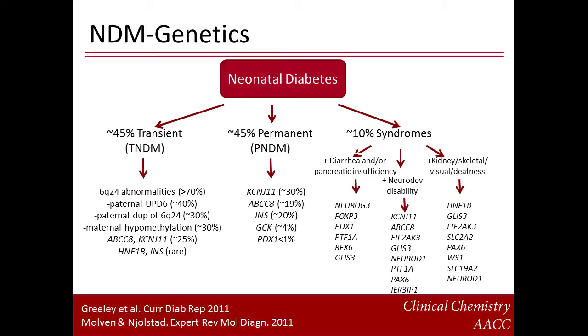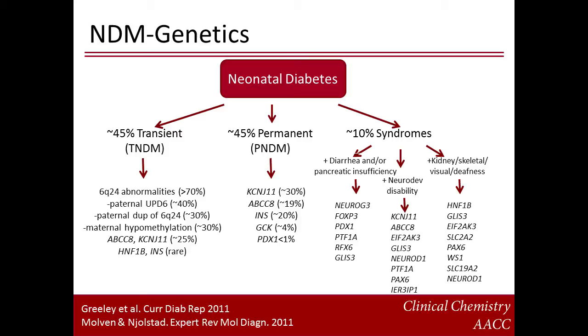This slide summarizes the complex genetic heterogeneity of monogenic forms of neonatal diabetes, with over 20 genes known to be involved in this disorder. The transient form can be caused by the same mutations that cause the permanent type. Most frequently, however, the transient form is due to various dosage imbalances associated with chromosome 6q24.